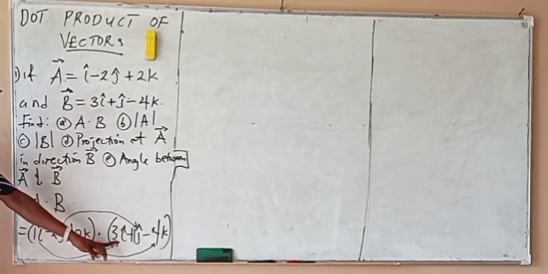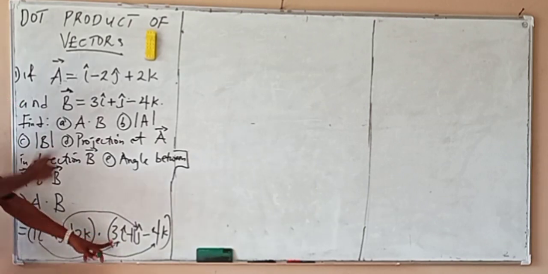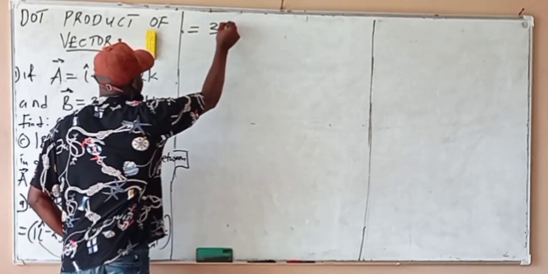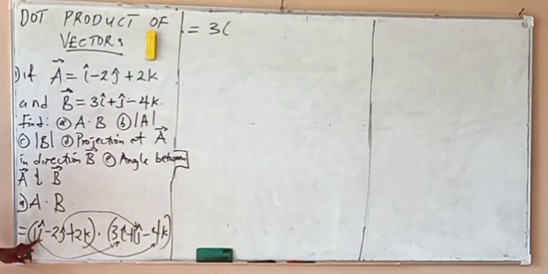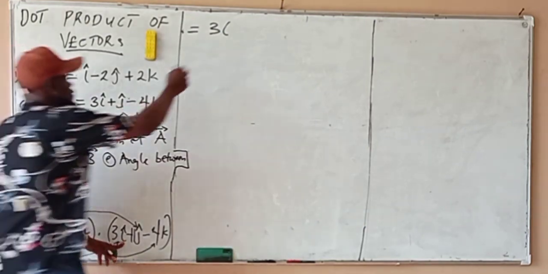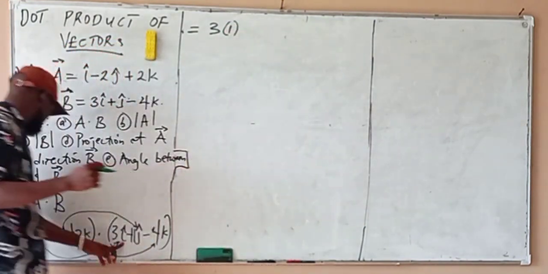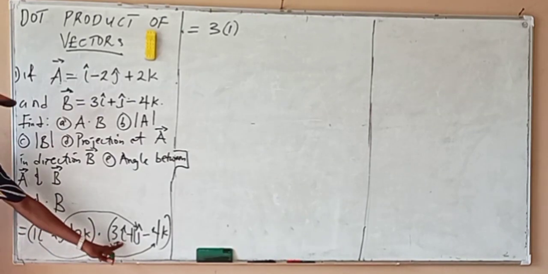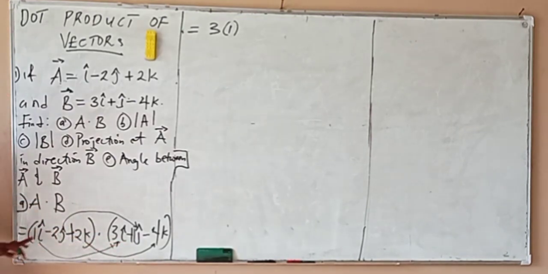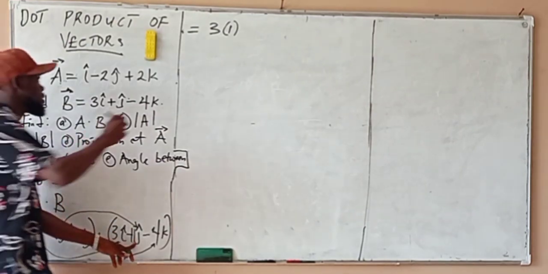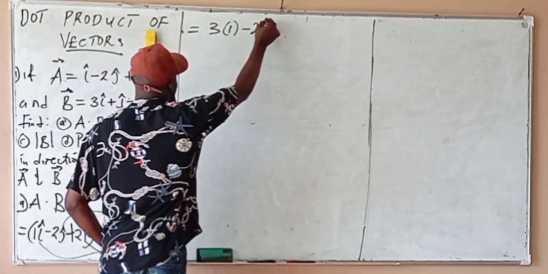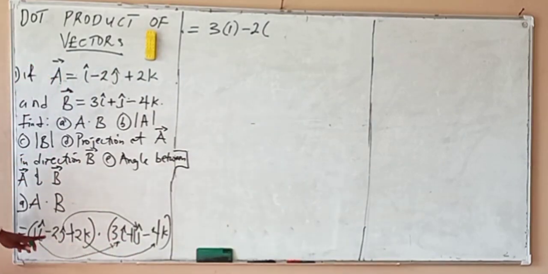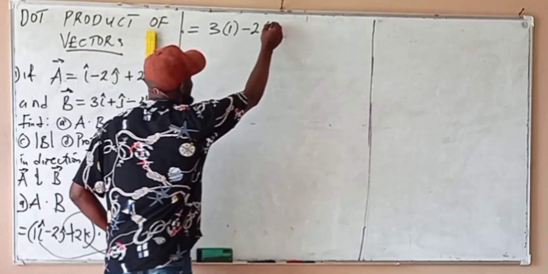So let's multiply the coefficients now. The coefficient of this i is 1. The coefficient of this i is 3. 1 times 3 will give us 3. Then i dot i will give us 1. Can you remember that? i dot i is equal to 1. I explained that before. Then minus 2 times 1 is minus 2. Then j dot j will give us 1.